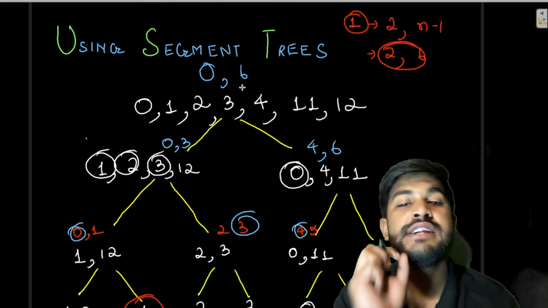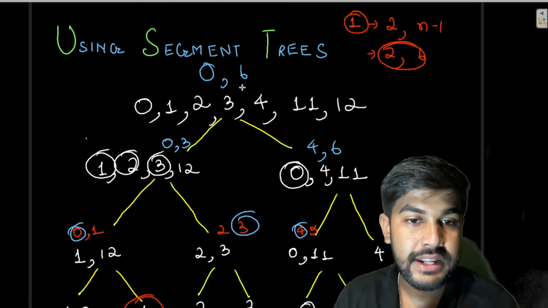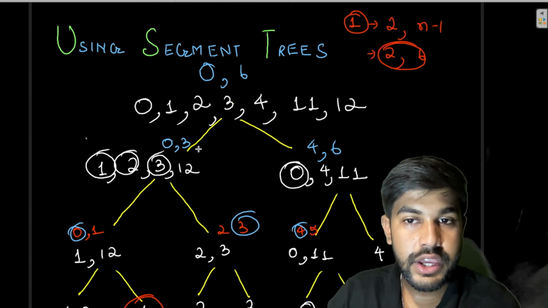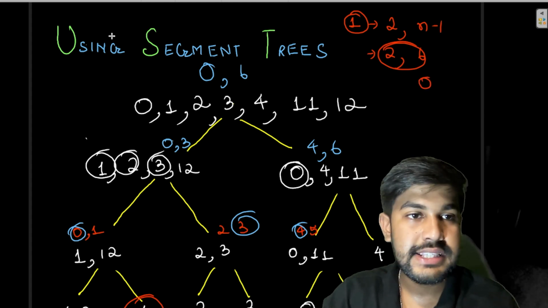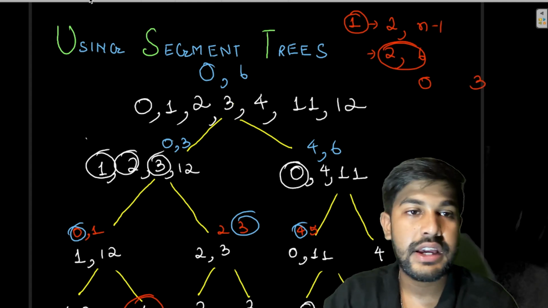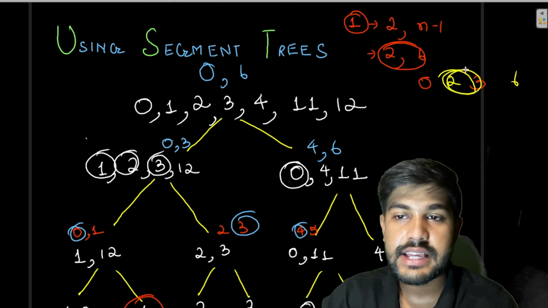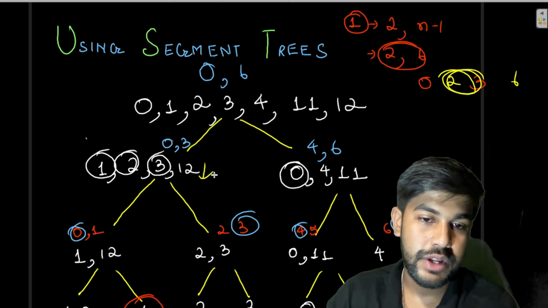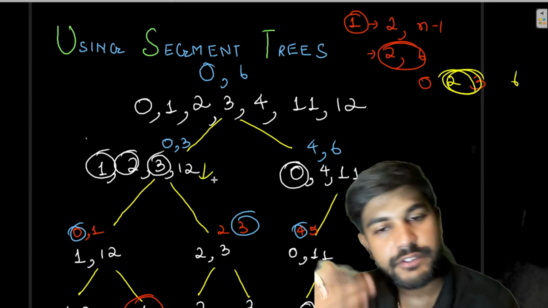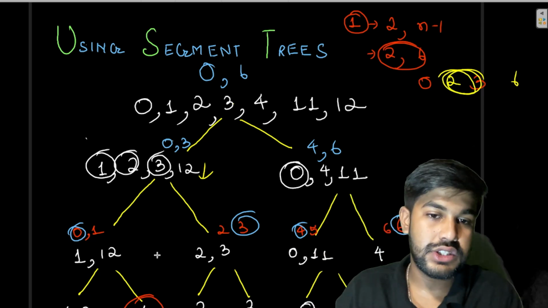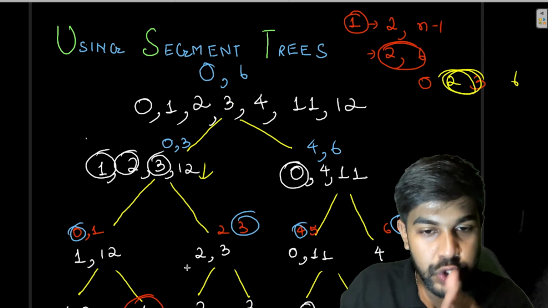But it is not inside it, so we won't do the binary search here. So 0 till the value 3. Here 0 is here and 3 is here, and the query is 2 and 6. So it lies in some part of it, so we would go down. If some part of it lies inside it, we would go down. If the whole part lies inside it, we would take it into consideration.